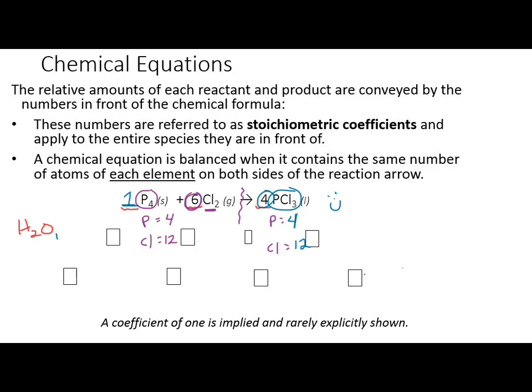When that person put a coefficient of 1 in front of the P4, a coefficient of 6 in front of the Cl2, and a coefficient of 4 in front of the PCl3, then on either side we have the same number of P's and Cl's, phosphoruses and chlorines. Let's look at the next one.